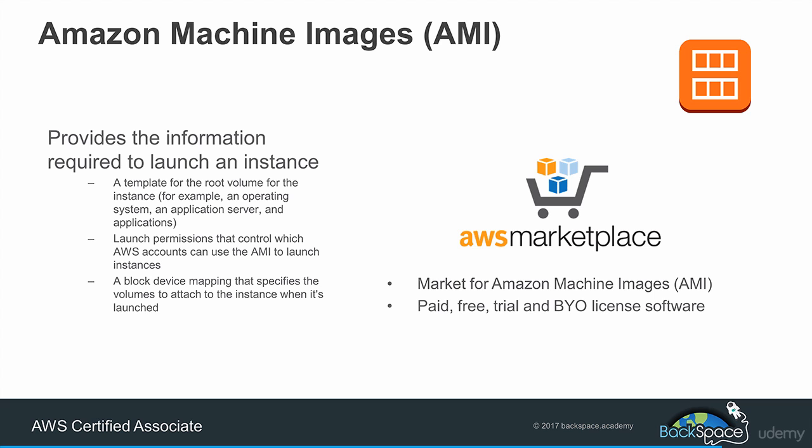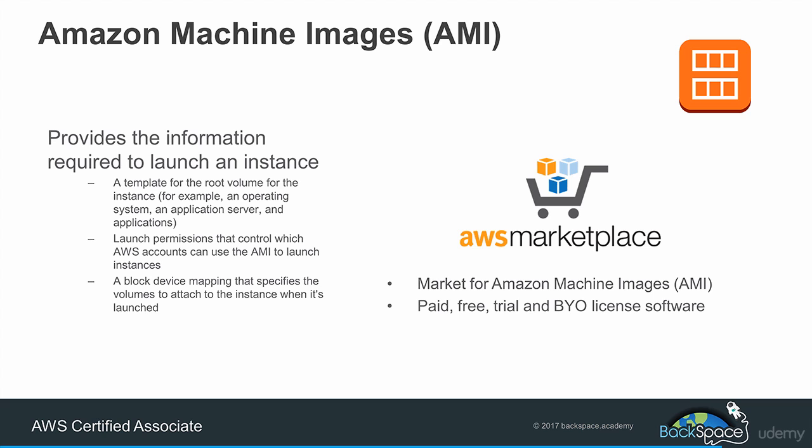So it has a template for the root volume of the instance. That means it's going to have a template for the operating system, an application server, or any applications. It will also have the launch permissions, which control which AWS accounts can use the AMI and launch instances, whether it's a private AMI or a public AMI. And it'll also have the block device mapping, so it defines what volumes attach to the instance when it's launched.